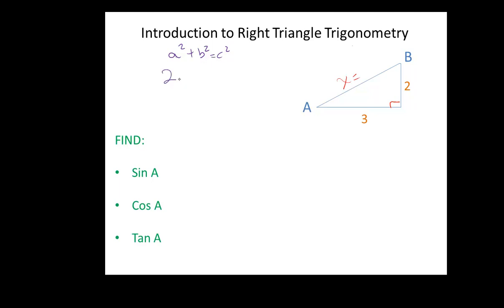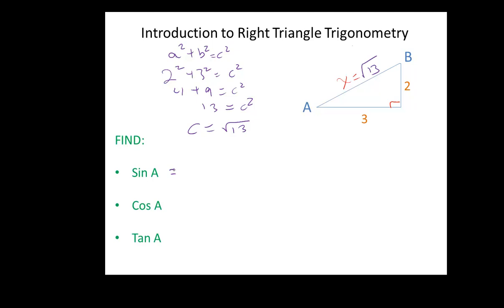I have 2 squared plus 3 squared equals c squared. And as I solve this, I'm coming up with a length of c. Now, by the way, normally when you take the square root, you would get plus or minus. But in this case, because we're talking about the length of a side, we only use the positive square root. So I've now found the missing side is the square root of 13.